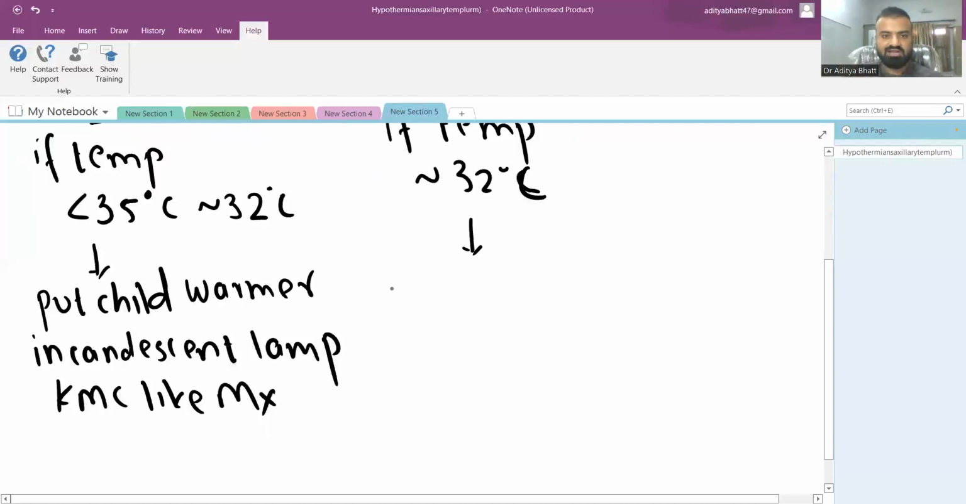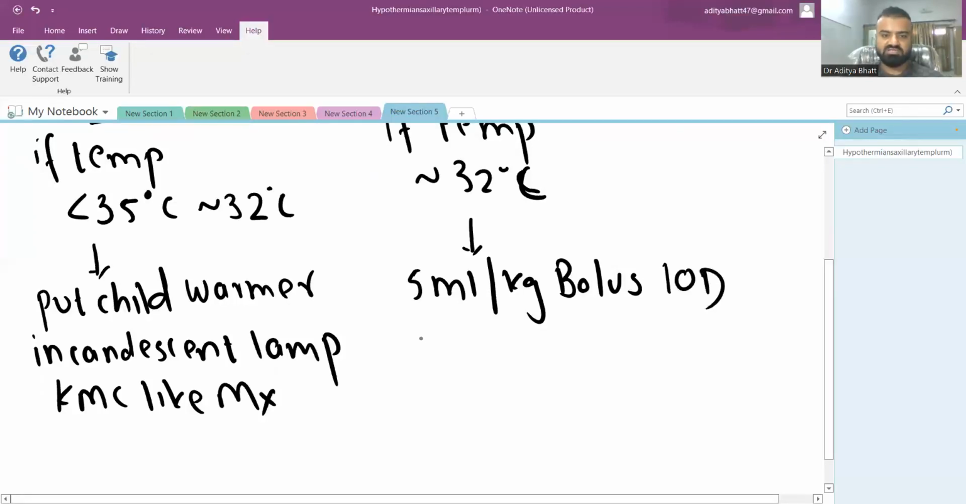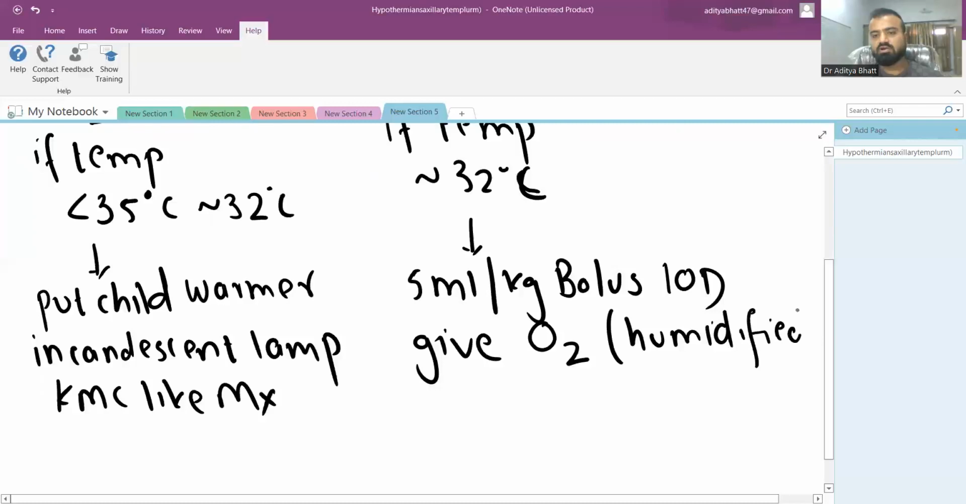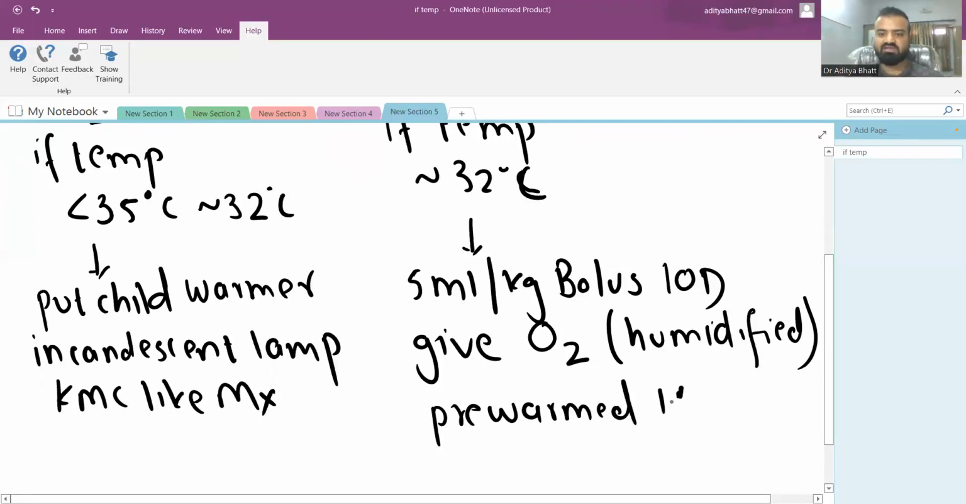So if you are having less than 32 degrees, then you have to give a 5 ml per kg bolus of 10D, because it might be hidden hypoglycemia. Give oxygen if there is cyanosis or respiratory distress, but be very careful to give humidified O2 and already warmed. And if you give saline, give pre-warmed IV. Do not take it out from the fridge and give it, because it worsens the hypothermia. So you have to be very careful.